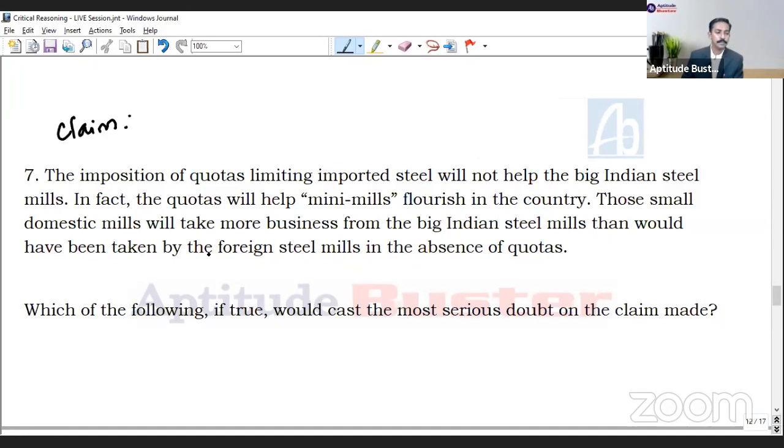It says that the imposition of quotas limiting imported steel will not help the big Indian steel mills. In fact, the quotas will help mini mills flourish in the country. Those small domestic mills will take more business from the big Indian steel mills than would have been taken by the foreign steel mills in the absence of quotas.